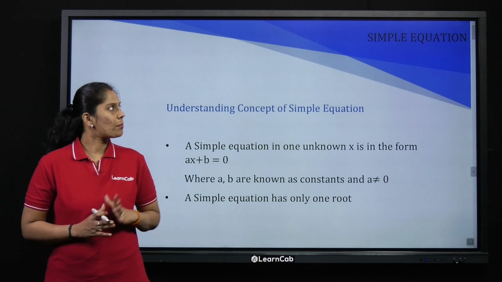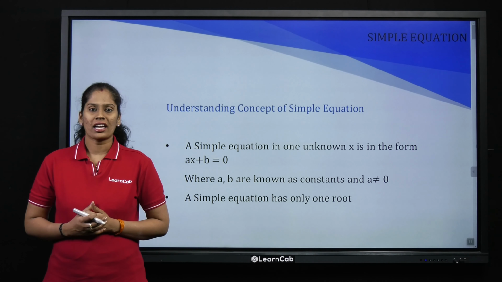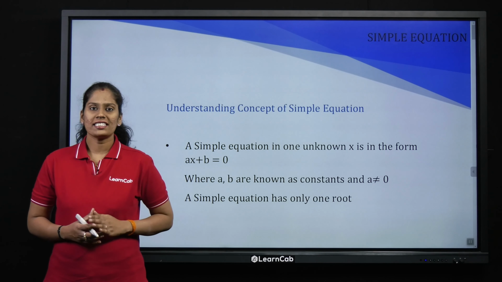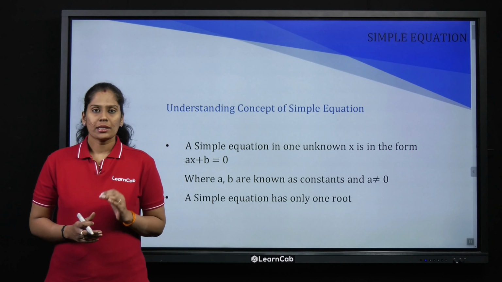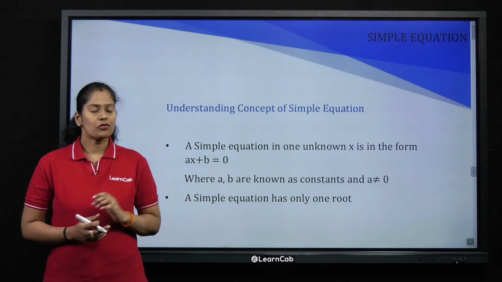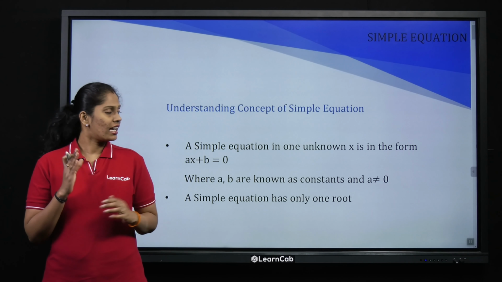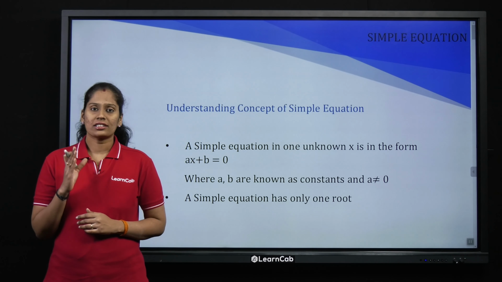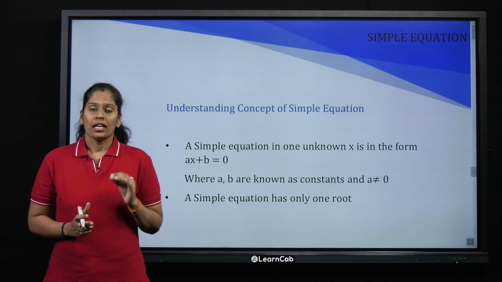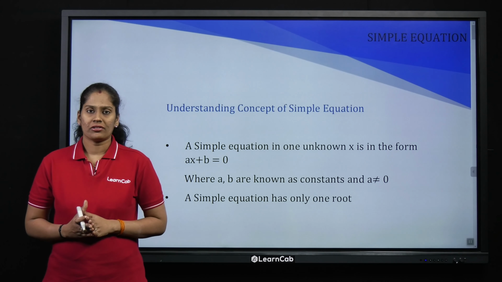So, simple equation. We are going to understand the concept of simple equation. What is a simple equation? A simple equation in one unknown x is in the form ax plus b equal to 0, where a and b are known as constants and a is not equal to 0. Example, x plus 3 equal to 5.